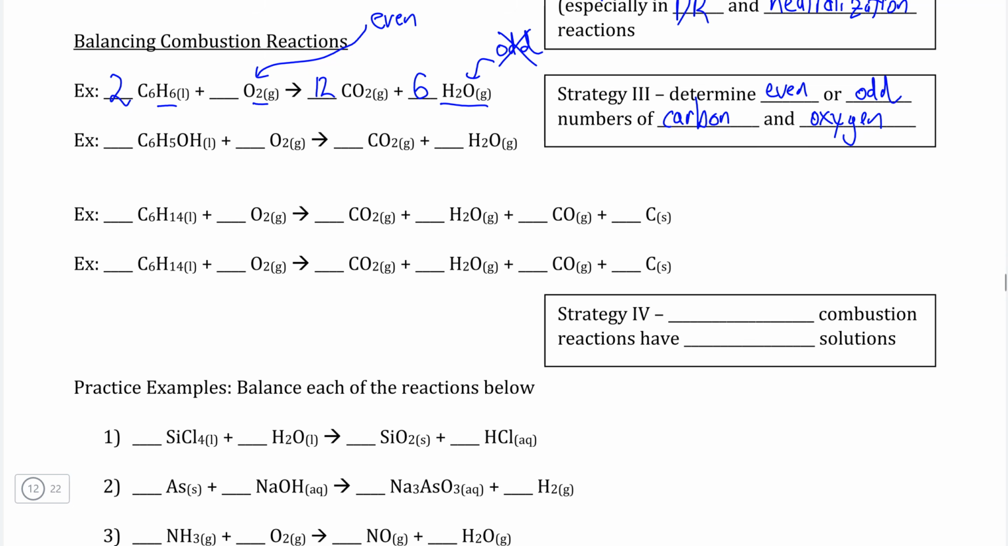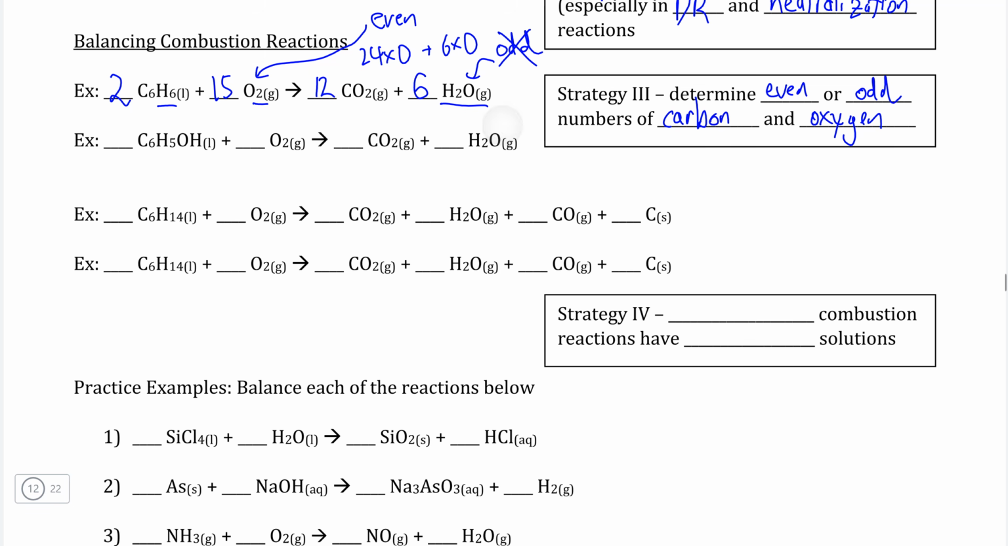So all that we need to do now is count up our oxygen. 12 times 2 is 24 oxygen from carbon dioxide, plus the 6 oxygen from water is a total of 30, and 30 divided by 2 is 15 for balancing oxygen out in the reactants like so.